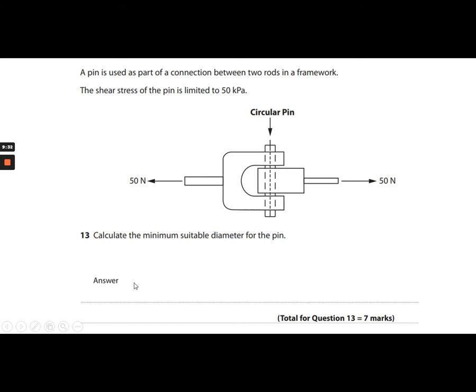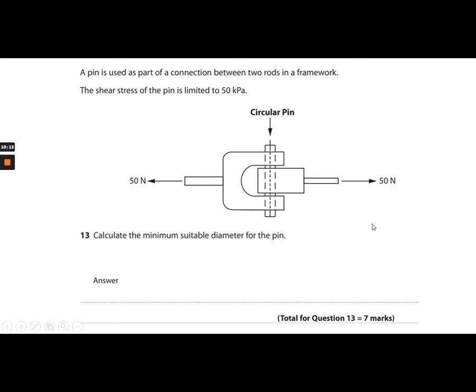And of course you're not asked for stress, force or area, you're asked for diameter. But of course you'd want to work out the area first, and then you can work back to get the diameter there. So essentially we're after the area. So shear stress is force divided by area, so area is force divided by shear stress. The shear stress you're given, 50 kilopascals. So 50 kilo is times 10 to the 3. And then the only other thing to figure out is what to use as the force. So, do we use 50? No, we don't. Do we use 100?